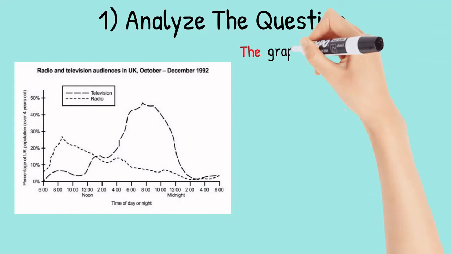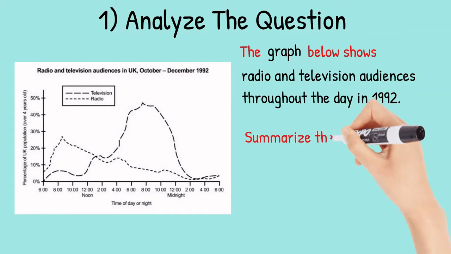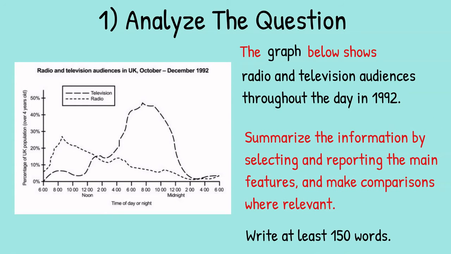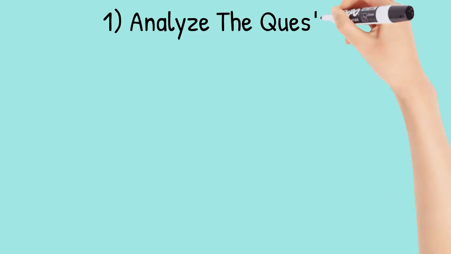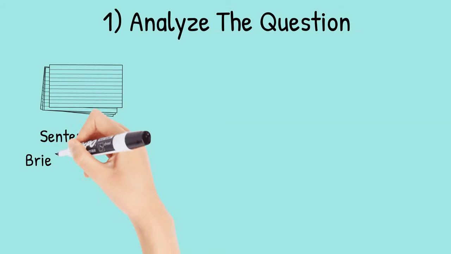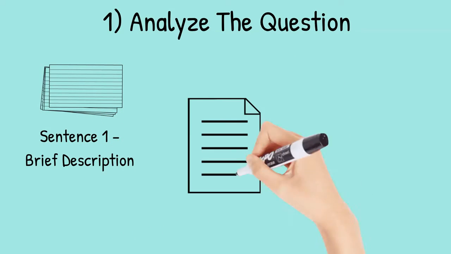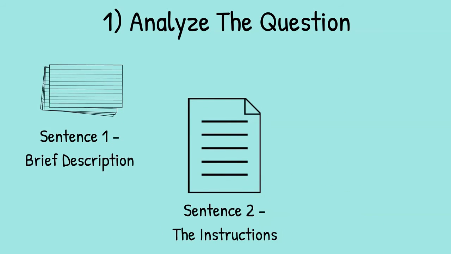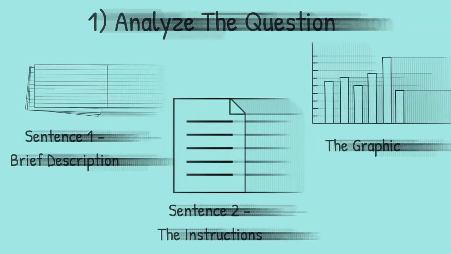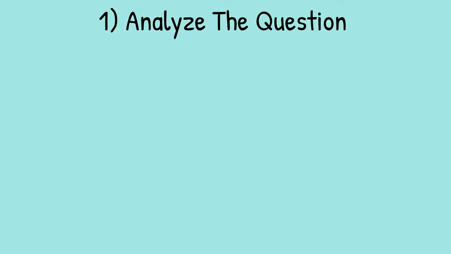The format of every academic task 1 question is the same. Here is our practice question again with the words that will be included in all questions highlighted. Every question consists of sentence 1, which is a brief description of the graphic, sentence 2, the instructions, and the graphic itself, which could be a chart, graph, or table. Sentence 2 tells you what you have to do.